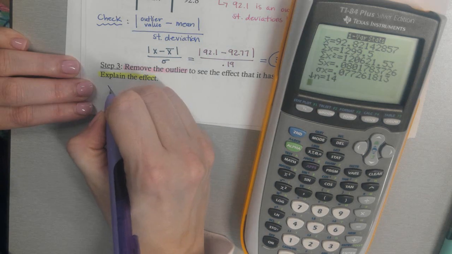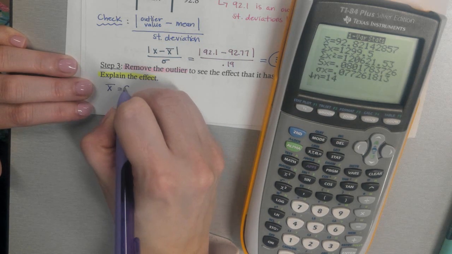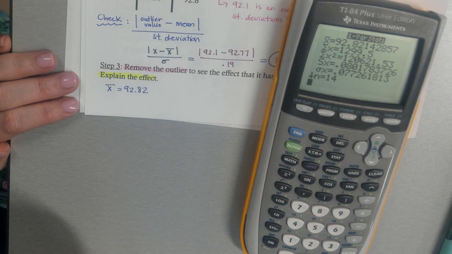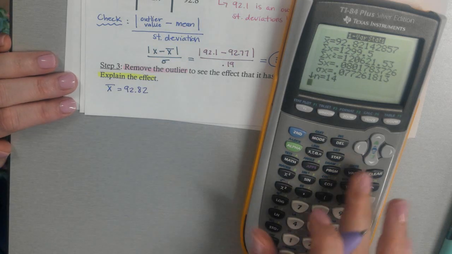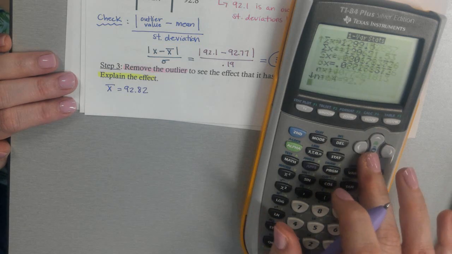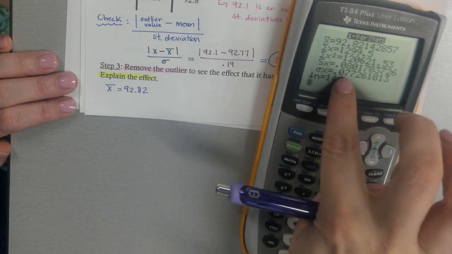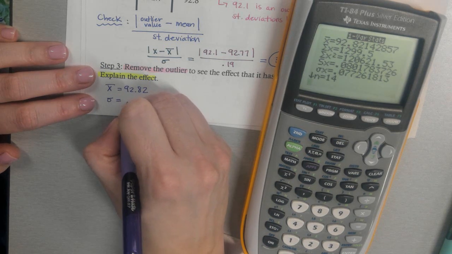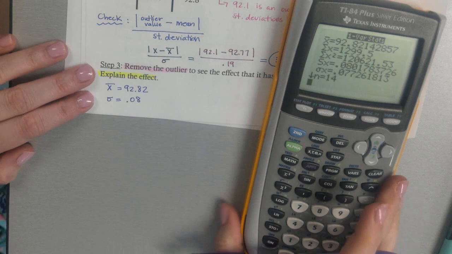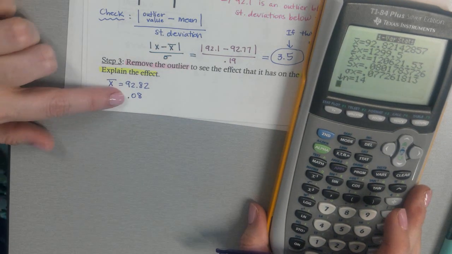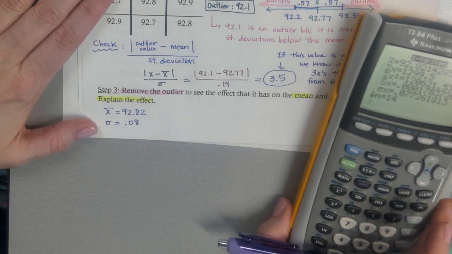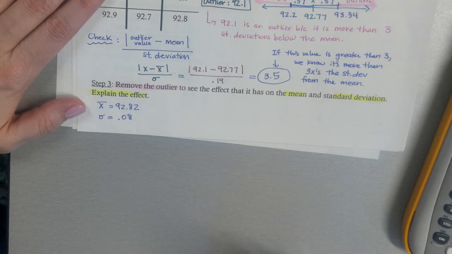Okay, so the mean is 92.82. Okay, that's not a huge difference from our original. And let's look at the standard deviation. Okay, our standard deviation here is 0.08. Before it was 0.19. Okay, so that was cut by more than a half. That is a big change there.